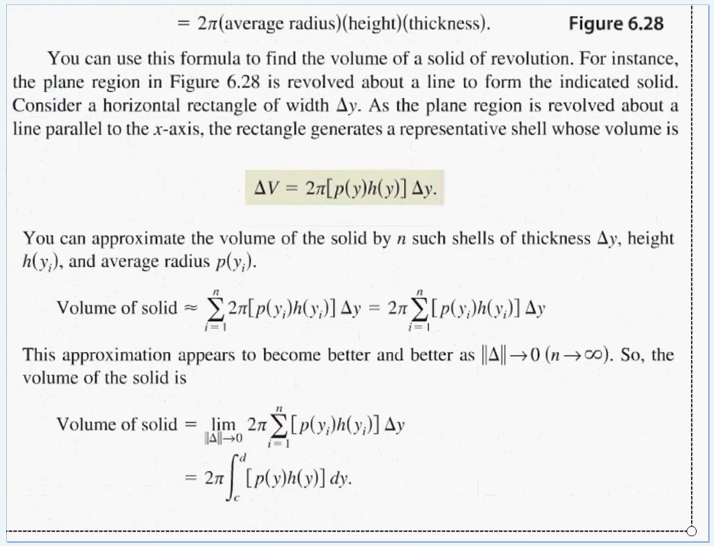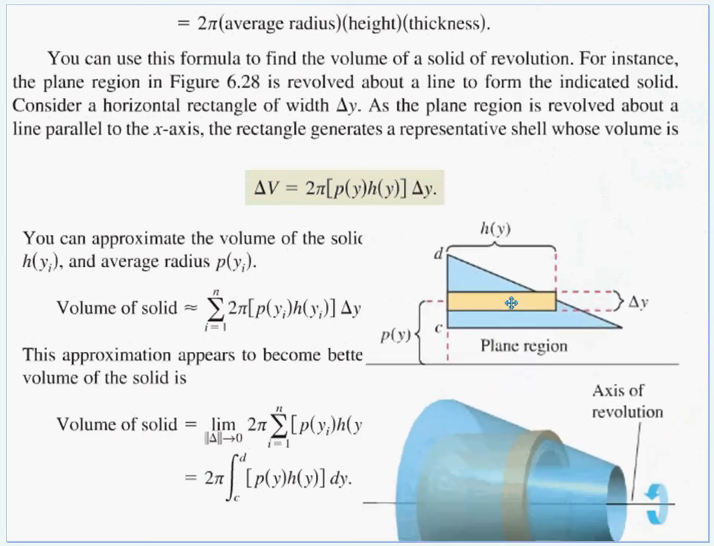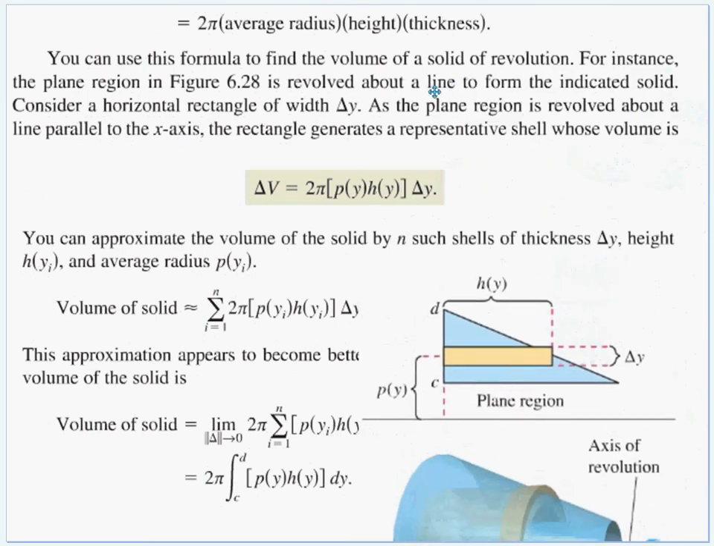For instance, the plane region in figure 6.2.8, right here, is revolved about a line to form the indicated solid. Consider a horizontal rectangle of width delta y, that's this yellow rectangle here, as the plane region is revolved about a line parallel to the x-axis. The rectangle generates a representative shell with this volume. Delta volume, the change in the volume, is 2 pi times P of y, that's our distance from our axis of rotation, times h of y, that is the length of our representative element, times dy.